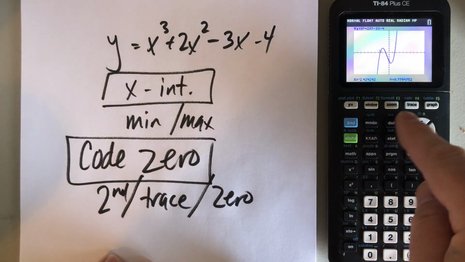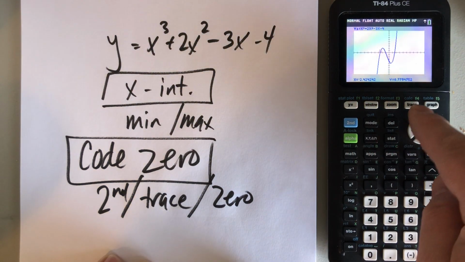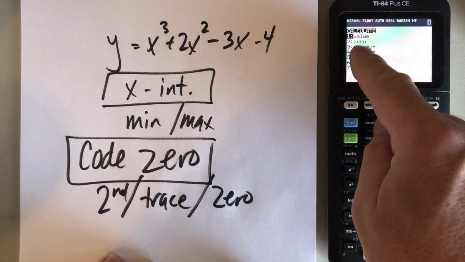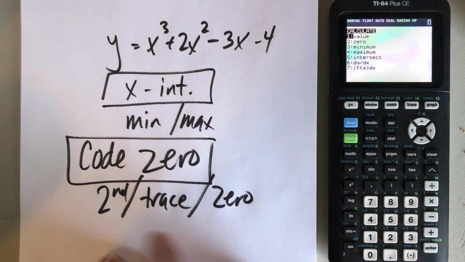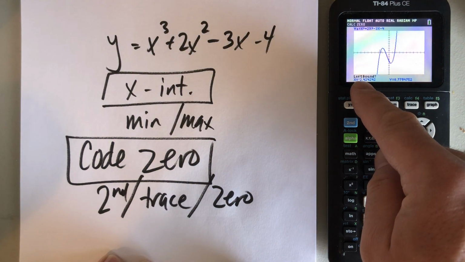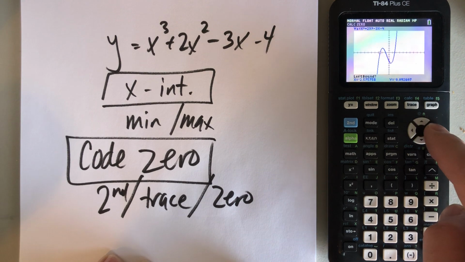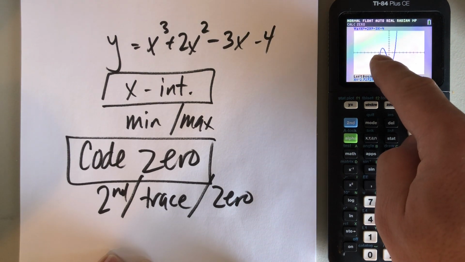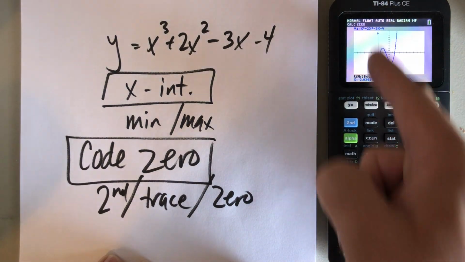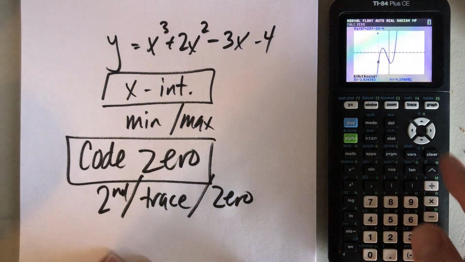So I'm going to press second, the blue button, second, and then trace. And then 0 is the number 2 right there. So that's going to be my 2. So I press second trace 0. And now it's asking me for a left bound. So I want to go left of this x-axis there, somewhere on the left-hand side, and I press enter. This calculator is really nice. It gives me a line saying that's what I'm going to go from.